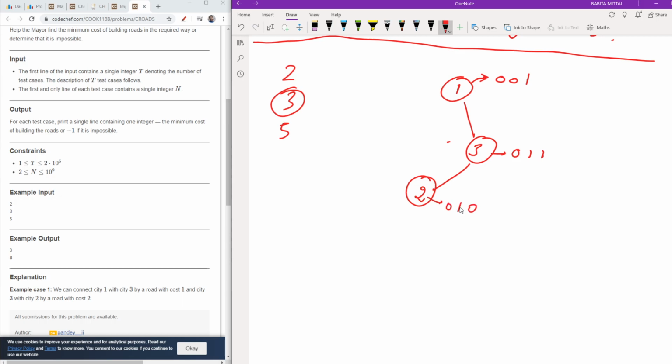If I AND them, you can see clearly that it will become 0, so it will only help us obtain the answer. The cost of this will be 1. Similarly, the cost here will be only this ANDed, so the cost will be 2. So the final minimum cost will be 1 plus 2, which is 3. As you can see, the answer was 3 here.